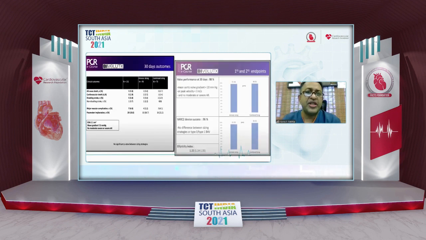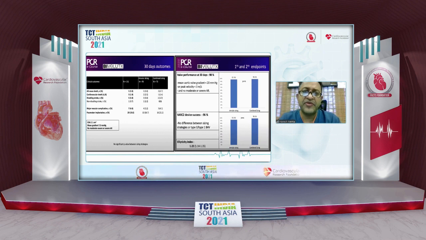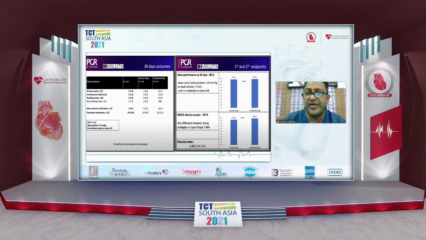And what they found in the 30-day outcome, irrespective of annular or combined sizing, the all-cause death was reasonable, the cardiovascular death was reasonable, and there was not much difference between the two, with a pacemaker rate of almost 20%. And of course, the valve performance at 30 days was 98%, where the important thing is the mean aortic gradient was less than 20, and no or moderate or severe AR.